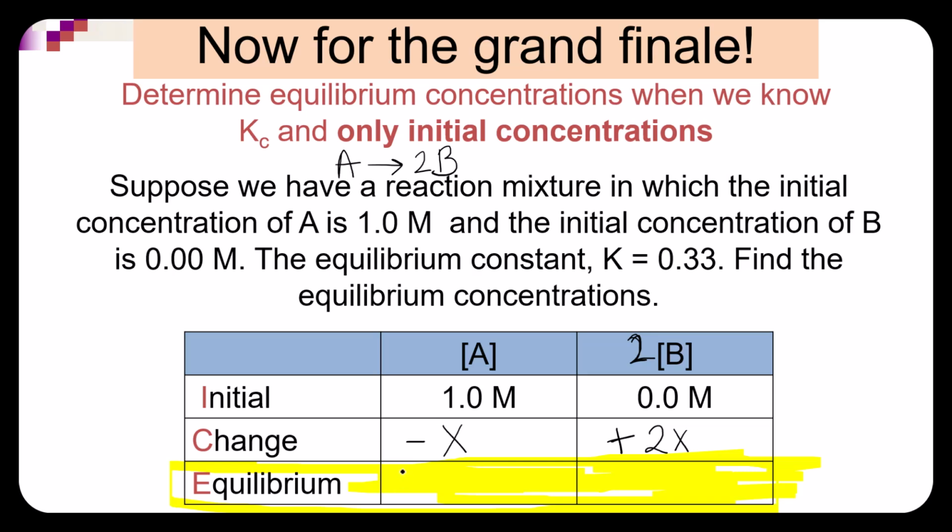But now I can fill out this equilibrium. So 1 minus x will be the value at equilibrium. And down here will be 0 plus 2x, or just 2x. So here's the big difference. This table is filled with x's. It's not completely filled with actual numbers. And solving this is a little bit harder.